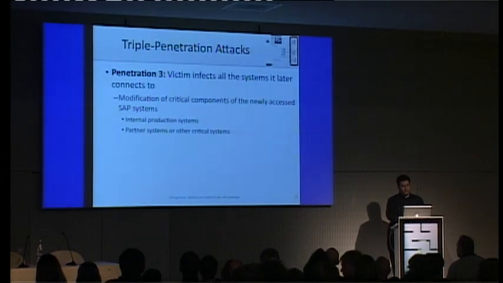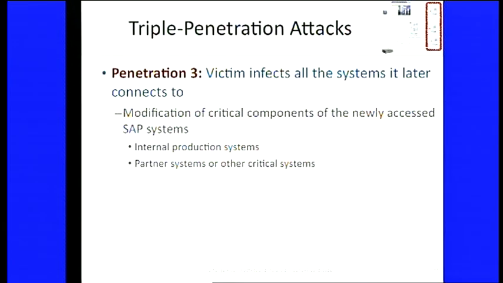The third penetration is actually this infected client, which is the administrator. It connects to all production systems, right? Or also connects to the systems of the partners. This is the third one.